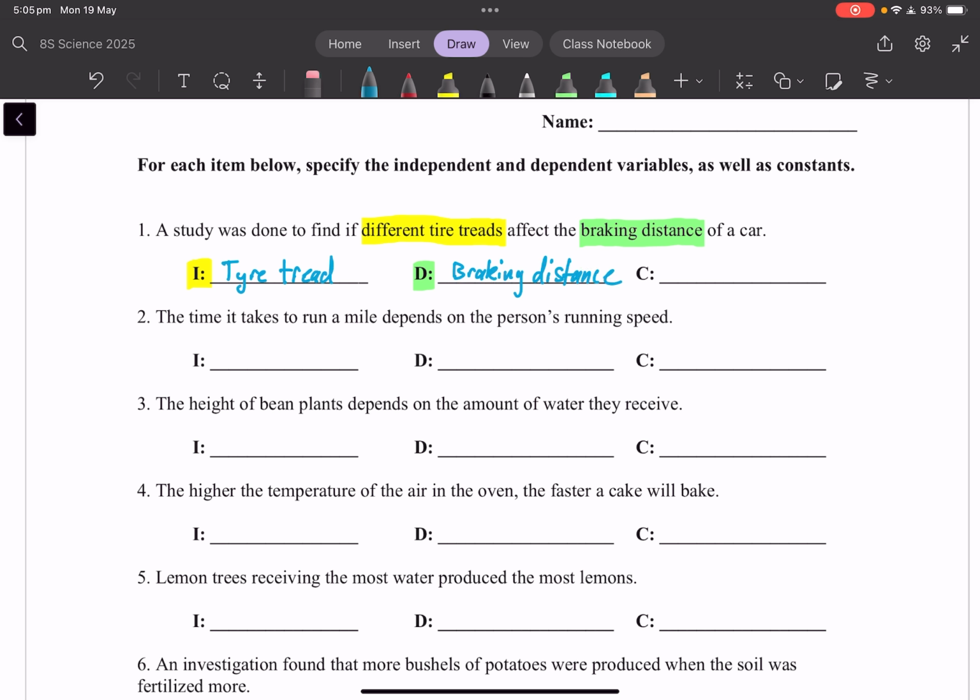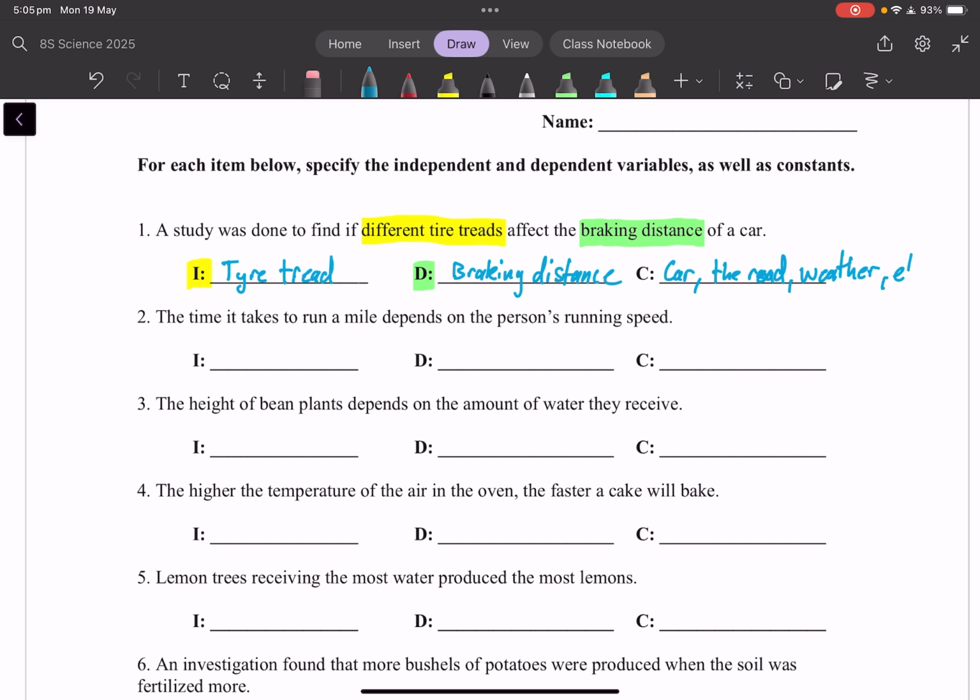So in that case, if I'm intentionally changing the tire tread and deliberately testing the braking distance, what do I want to keep the same? Well, I want to keep the same car, right? If I change the car, that's probably going to affect my results. I want to probably keep the road the same, because that could affect my results. And lastly, I probably want to keep the weather the same. Now, there's probably more than that, but I'm just going to stick with those three.